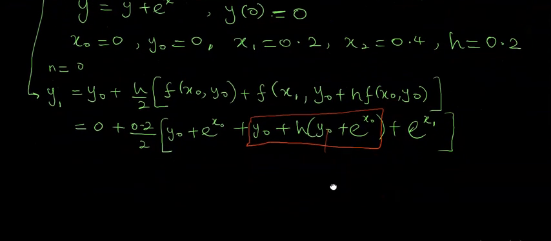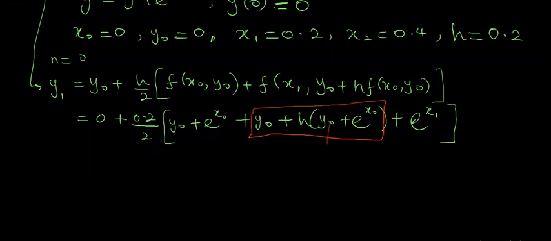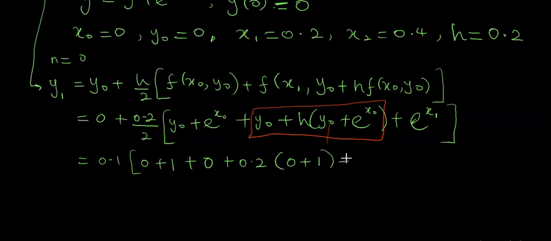So now, having said that, we can simply put the value of that here. If I divide this by this, I'll get 0.1. Now y naught is 0, and e raised to power 0, because x naught is 0, gives us 1. Y naught is 0 plus our h, 0.2. Then we have y naught, 0, plus e raised to power 0, which is 1, plus e raised to power 0.2, because x1 is 0.2.